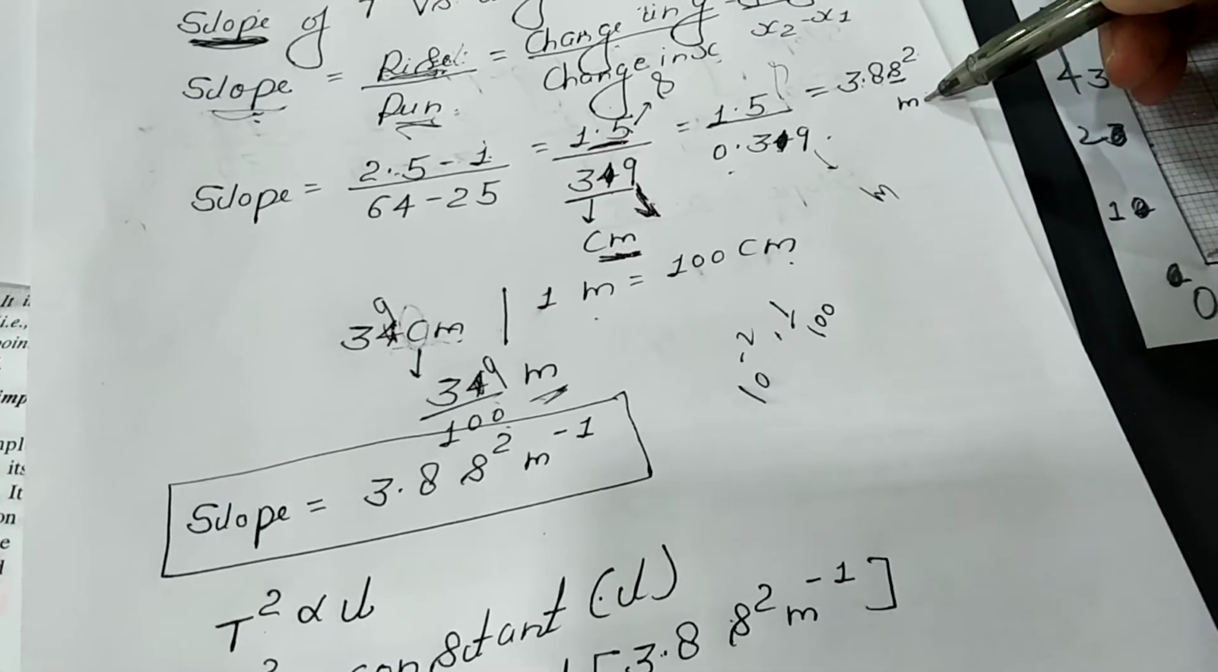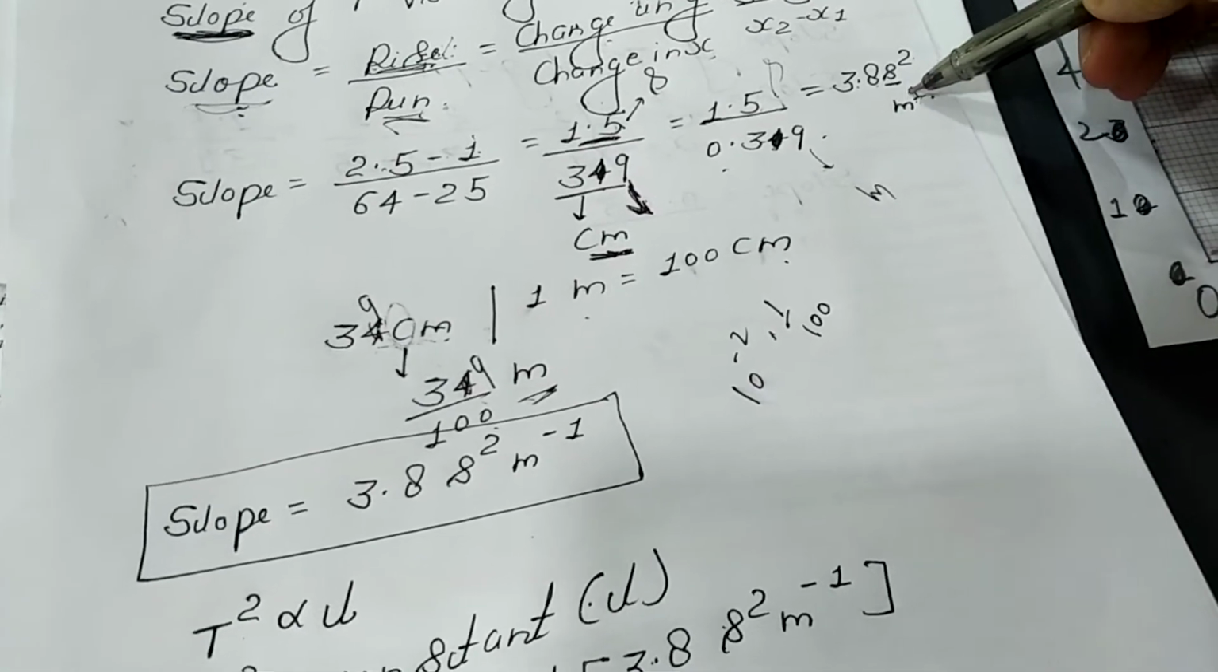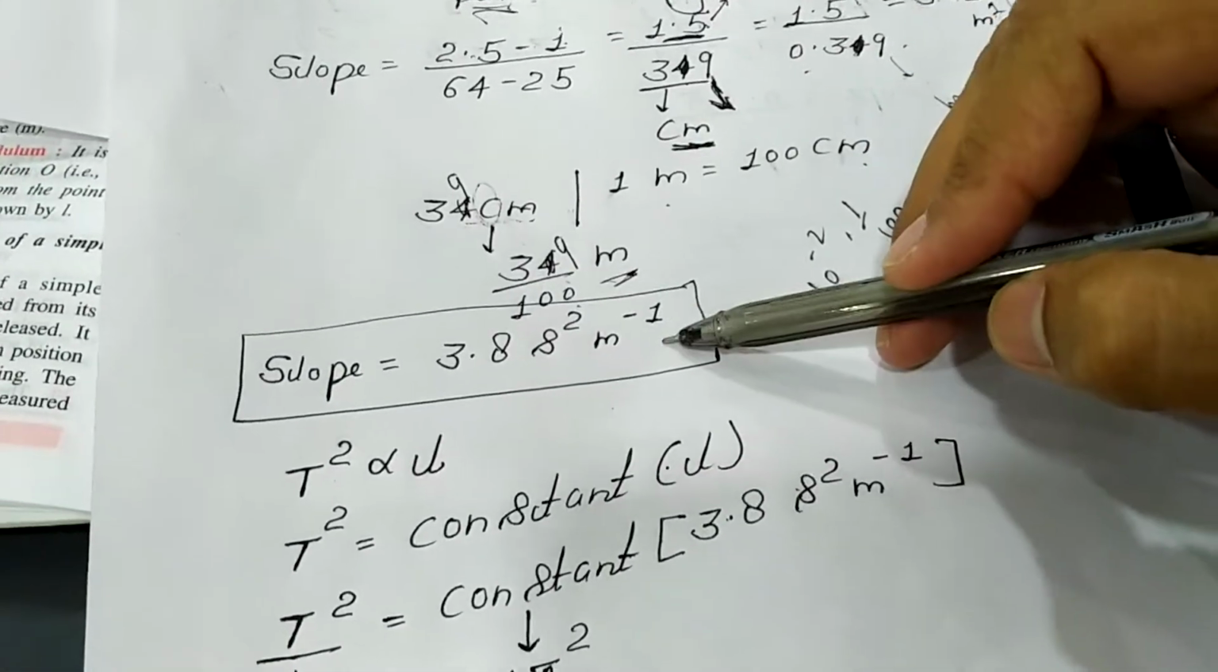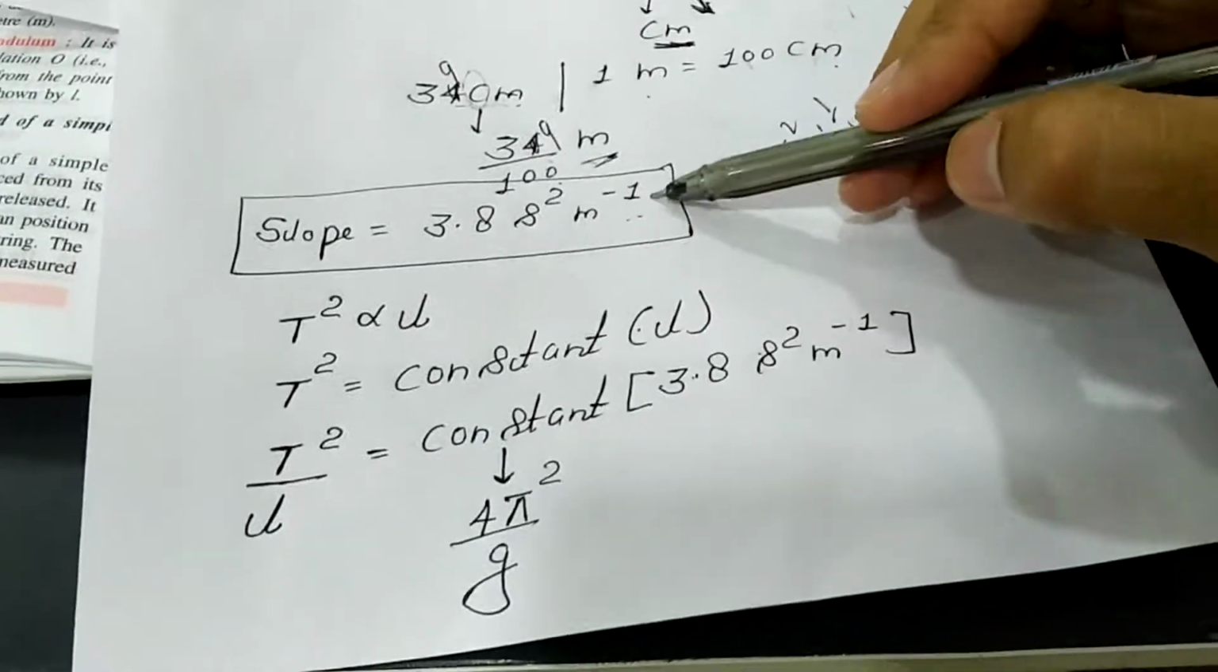If you know that this power is 1, m to the power 1, it is in the denominator. If it goes in the numerator, it will become minus 1. So it is 3.8 second square per meter.